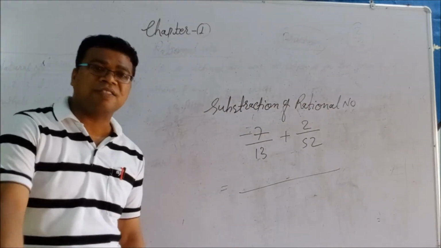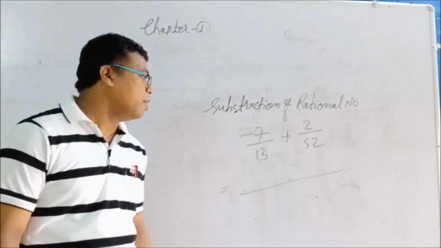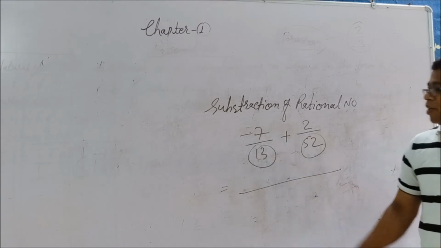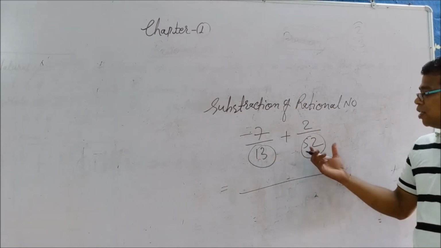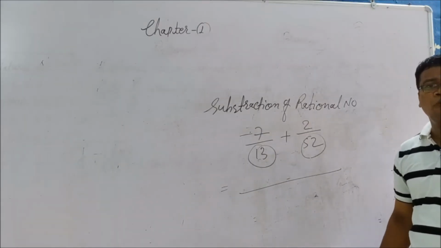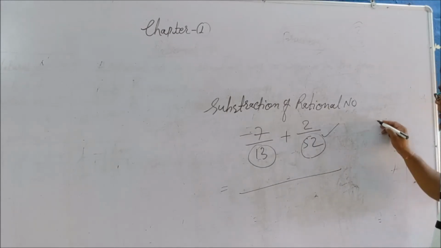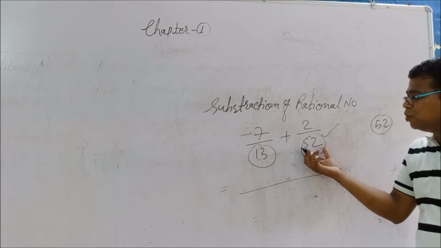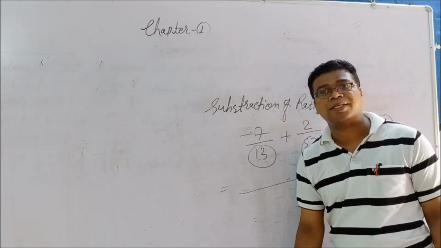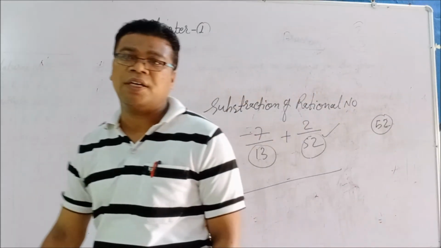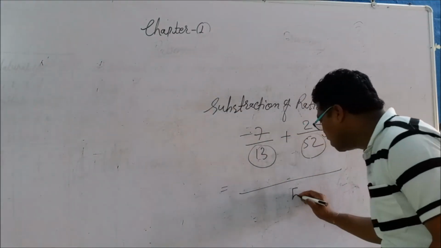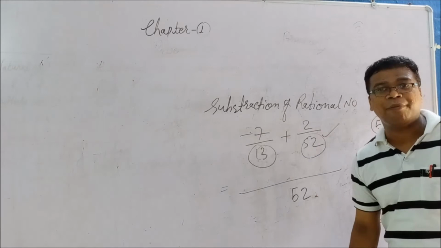See, again a trick is there. I am going to use another trick. See, what is the biggest denominator? See the denominators first. My one denominator is 13, my another denominator is 52. So go for the biggest denominator. What is my biggest denominator? 52. Check it. Does this 52 come in the table of 13? Yes. So definitely 52 is going to be the LCM.